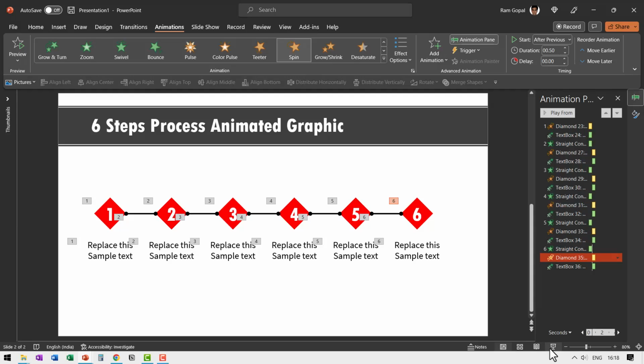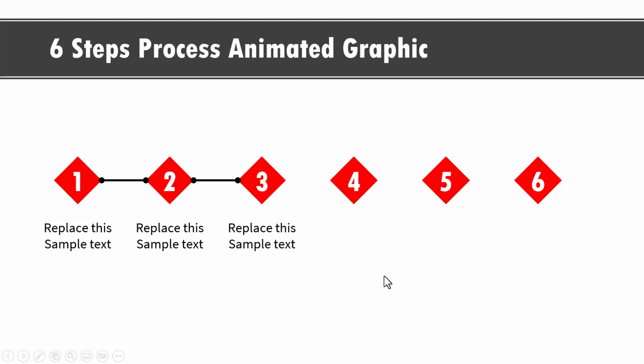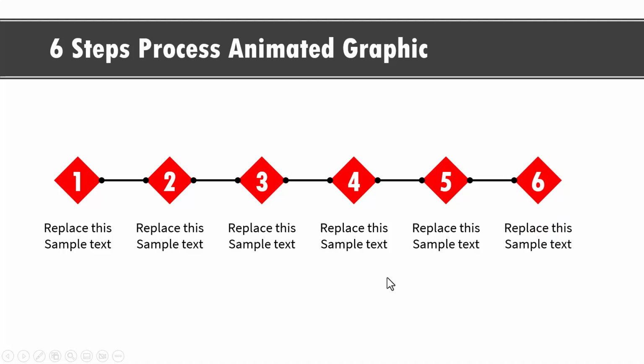So when we go to slideshow, on a click we have the first one spinning and the text reveals. Then on a click we have the wipe, spin and then float in, and the same sequence repeats for each of the remaining steps.